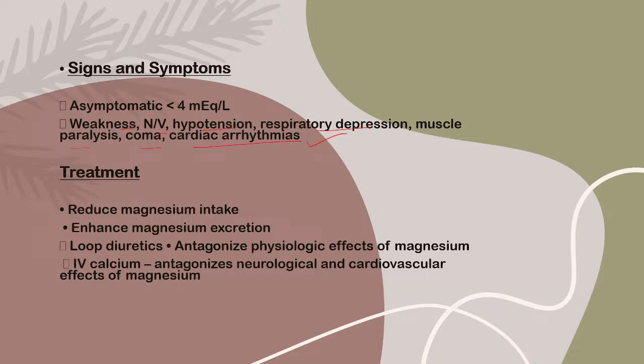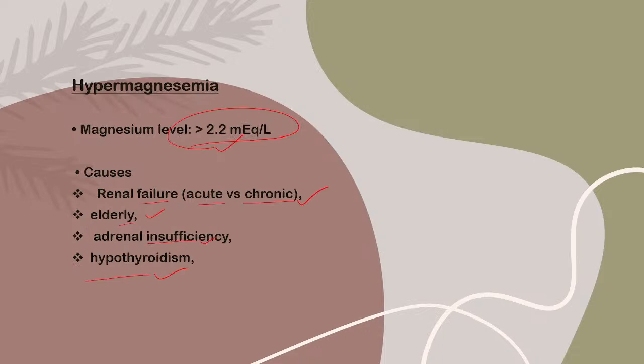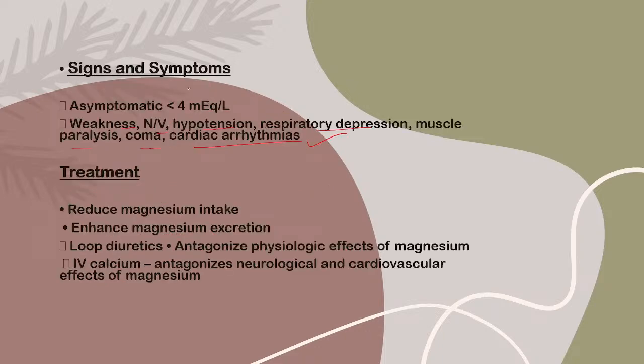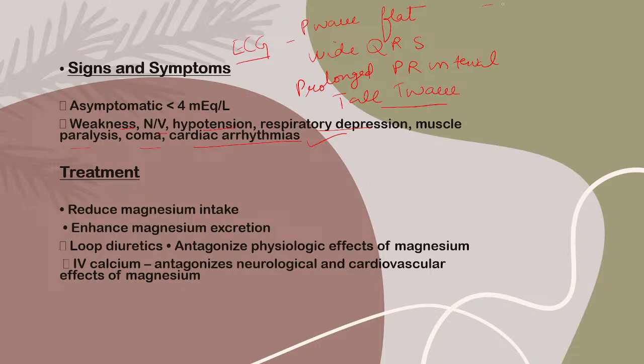So these all are the signs and symptoms of hypermagnesemia. All right. So there are ECG changes in hypermagnesemia: the P wave would be flat, a wide QRS complex, prolonged PR interval, and the last one was a tall T wave.